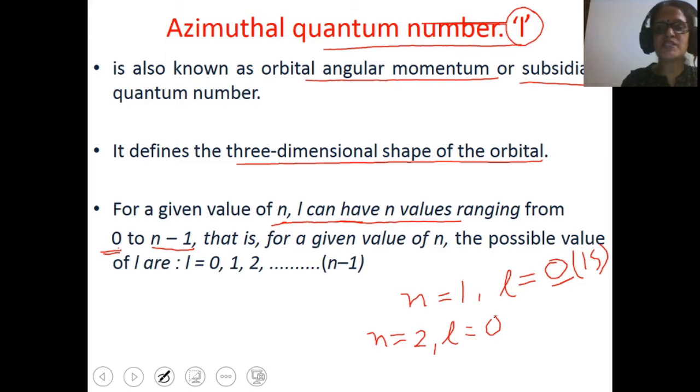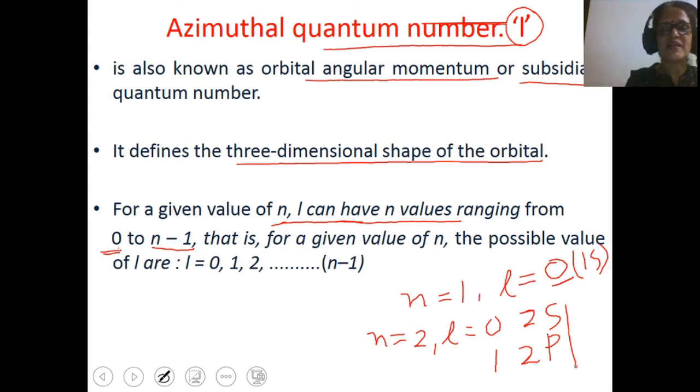So what is n minus 1? 2 minus 1 is 1. So again, as I told you, L is equal to 0 represents the s subshell, n is equal to 2 represents the main shell. So the subshell can be designated as 2s. Similarly, n is equal to 2, L is equal to 1. So L is equal to 1 represents the p subshell. So we can see here that the second shell consists of two subshells, which are 2s and 2p.